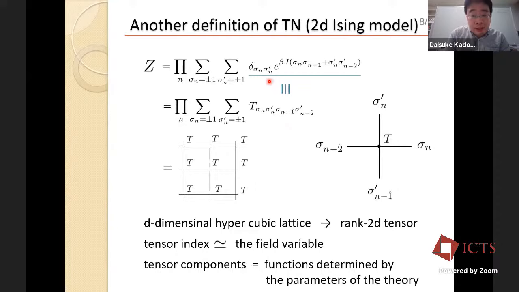For example, in this case, T1111 equals exponential to beta J. So the tensor component is a function of the parameter of the theory, and the function form depends on the detail of the theory. So the partition function can be written as a tensor network for two-dimensional Ising model.